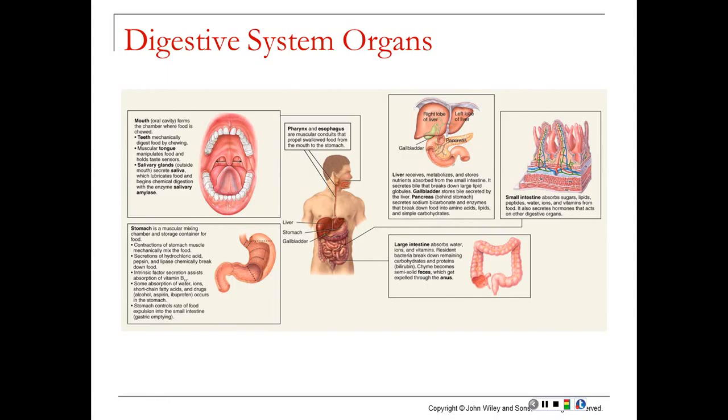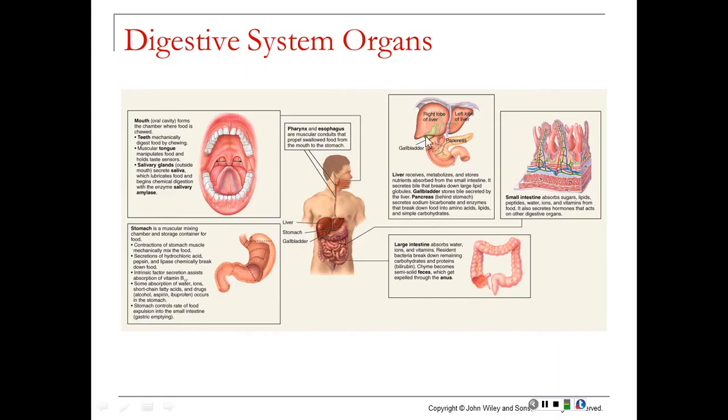Let's talk about that small intestine. You can see the microscopic image of it here. The whole purpose of the small intestine is absorption. It's absorbing sugars, lipids, proteins, water, ions, vitamins. It's also going to secrete special hormones to act and help with other digestive organs. Some of the accessory structures are tied in tightly with that first segment.